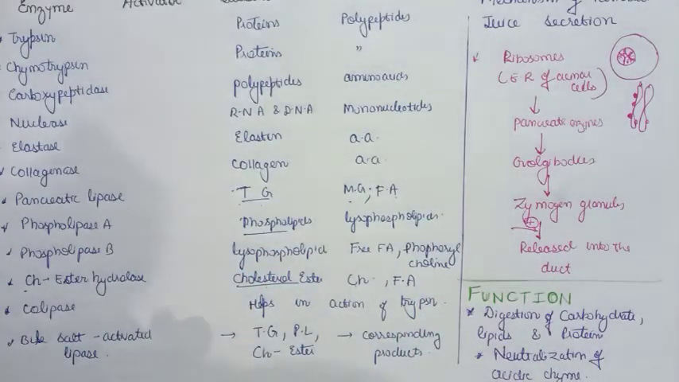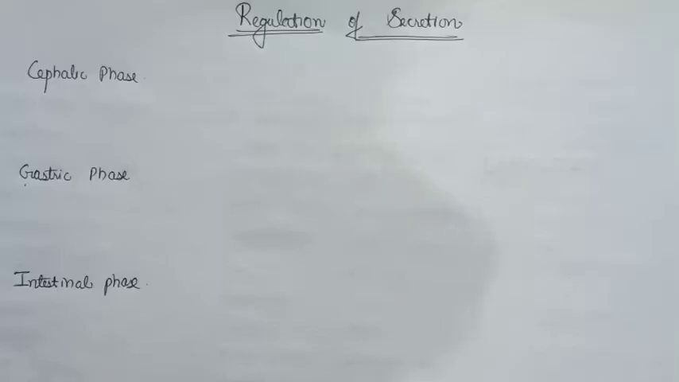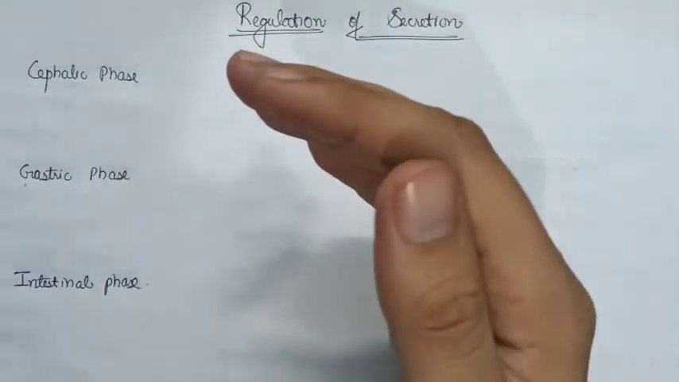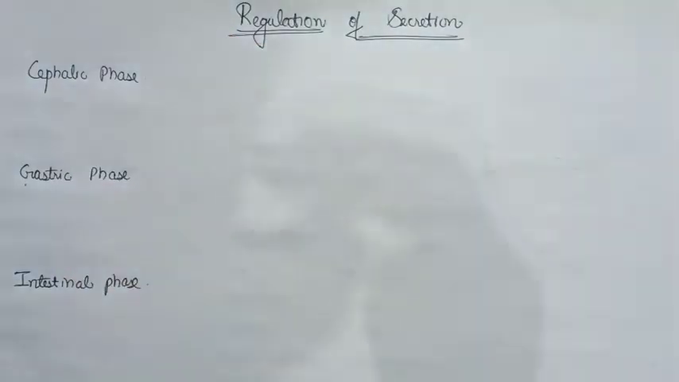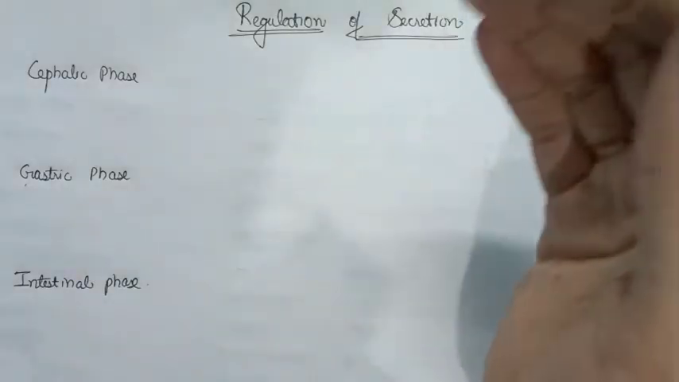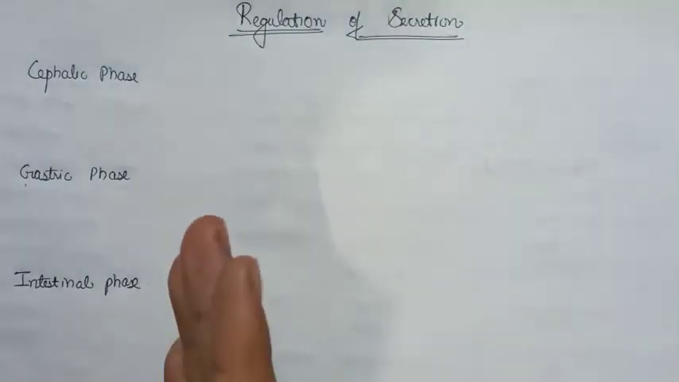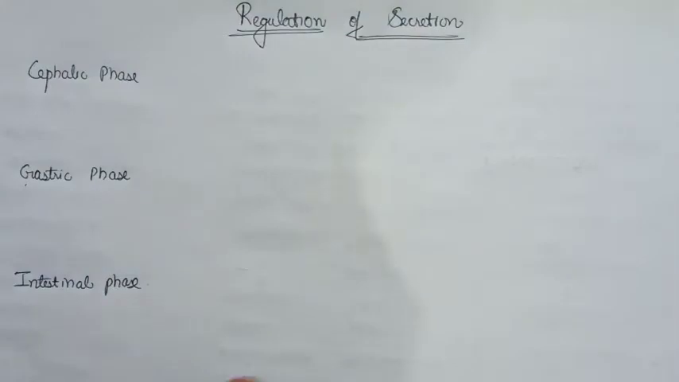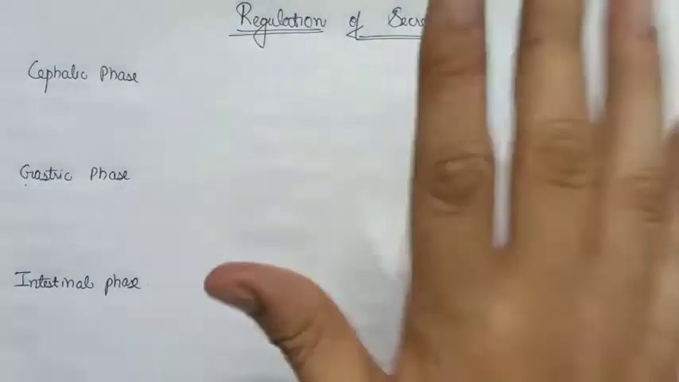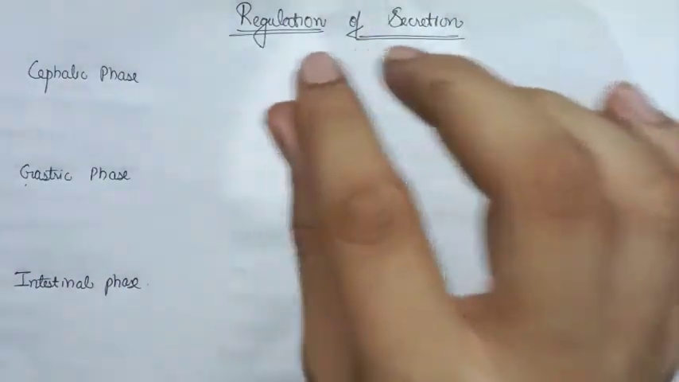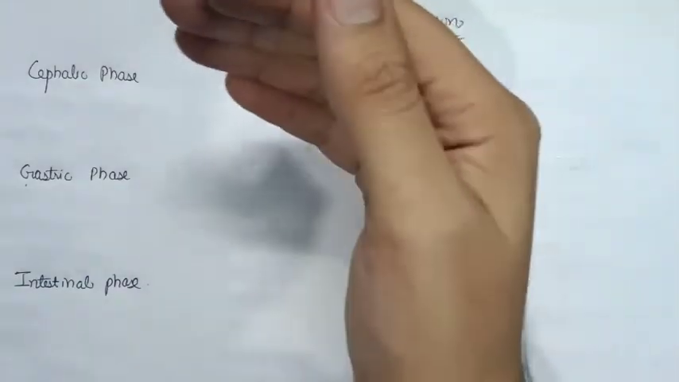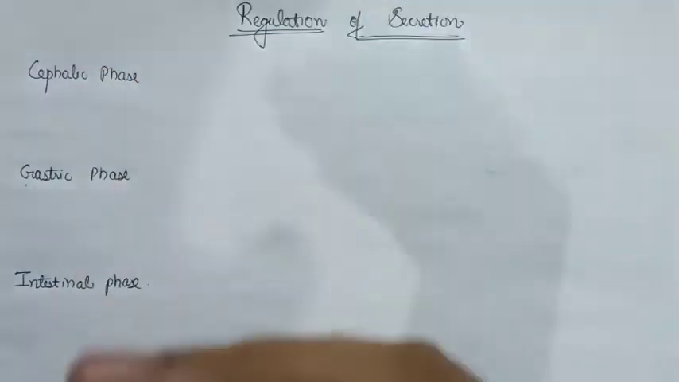Now the remaining part to discuss is the regulation of secretion and the applied part of the pancreatic juice and the pancreas. Now we see the regulation of the secretion of the pancreatic juice. There are three stages of secretion of the pancreatic juice: the cephalic phase, gastric phase and the intestinal phase. Let me give you a brief introduction of all these phases before proceeding further and how the different stages are regulated.